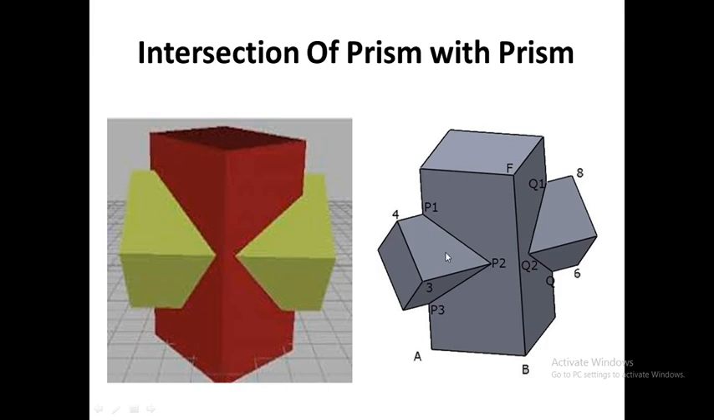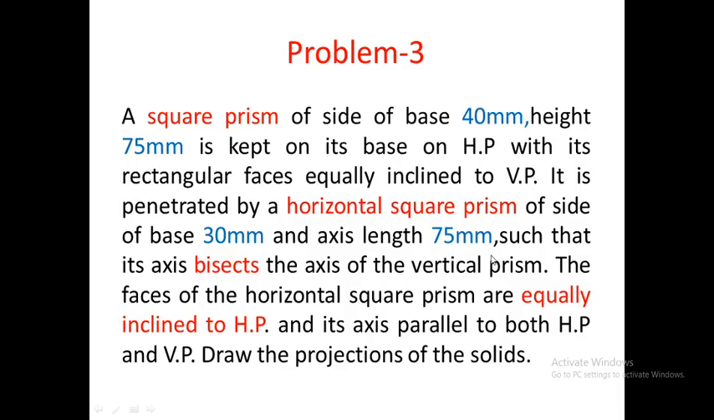So when we draw the solution for this figure, we have to draw the projections, that is the front view, top view and side view of both vertical and horizontal square prisms, and in the final step you have to draw the lines of intersection common to both the solids. Now let's begin with the problem.